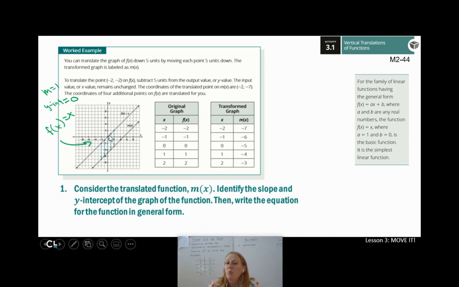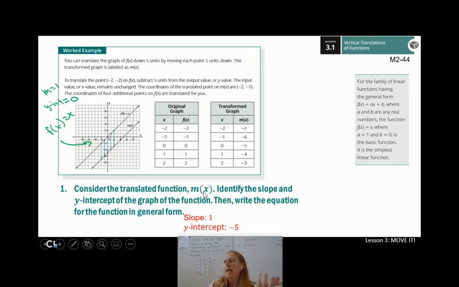So I did notice that my y-intercept changed, right? My y-intercept definitely changed. I went from 0 to -5. So my y-intercept changed, but these lines are parallel. My slope didn't actually change, right? F of x equals x is going up 1 over 1, up 1 over 1, up 1 over 1. But so was m of x. It was going up 1 over 1, up 1 over 1, up 1 over 1. So that means my slope is still 1, but now my y-intercept is -5.